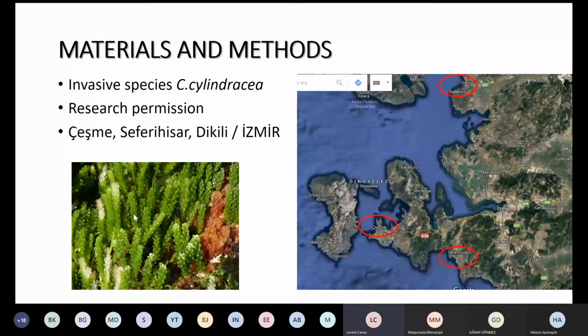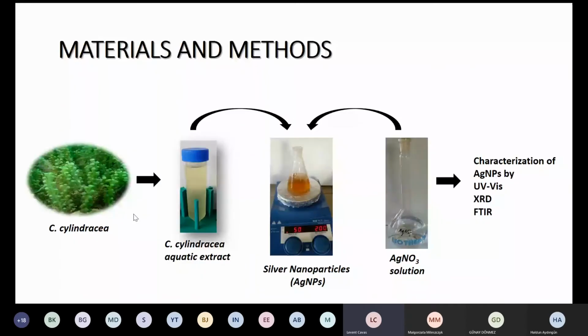How do we produce silver nanoparticles? First of all, after collection of Caulerpa cylindracea, we dried it and obtained powders by grinding the dried Caulerpa cylindracea biomass, and then we obtained the aqueous extract. Finally, when we mix the extract with the silver nitrate solution, we obtain a brownish color in the solution. This shows us the formation of silver nanoparticles. And then we characterize the silver nanoparticles by using UV visible spectrophotometer, XRD, and FTIR.